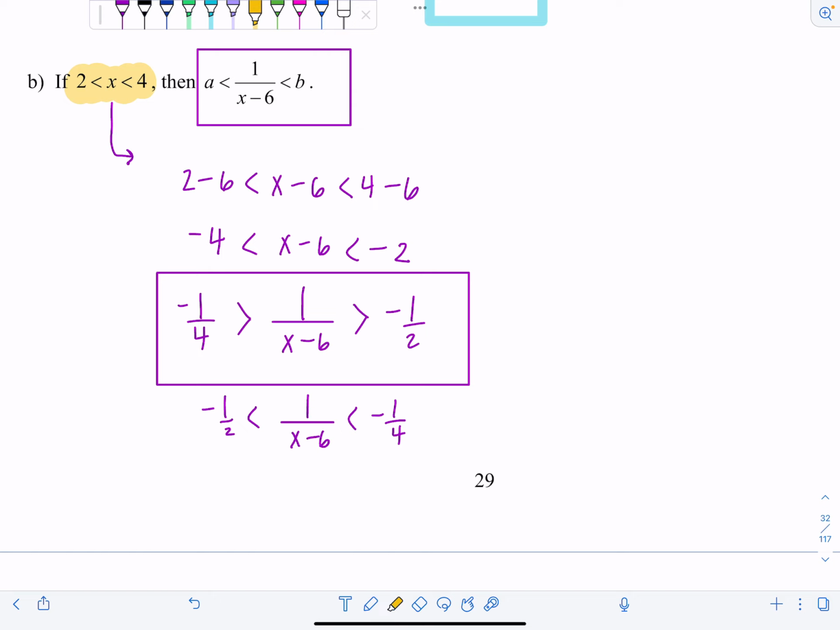And then maybe now it makes more sense to your brain too, right? This is the bigger quantity than this. So that means A is negative 1/2. This is A, and then this is B. So A is negative 1/2, and B is negative 1/4. That's it.